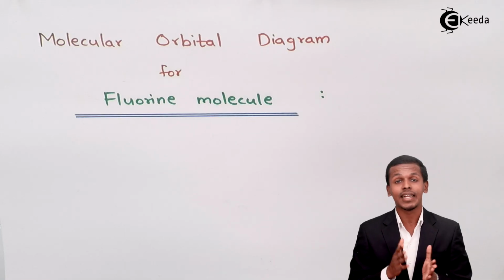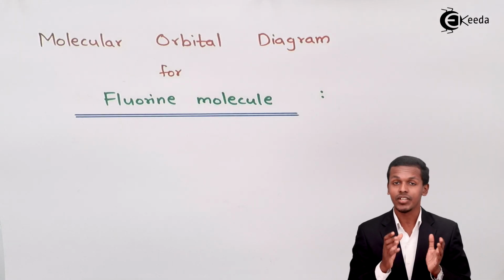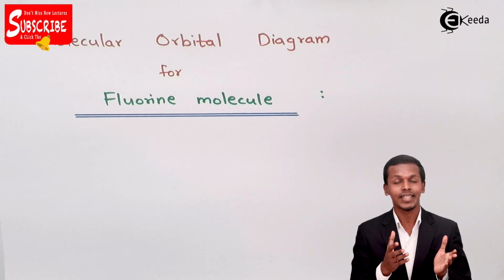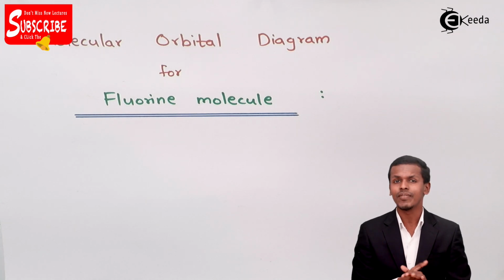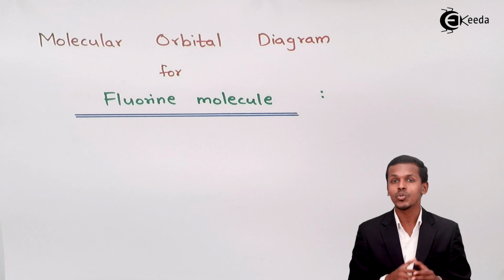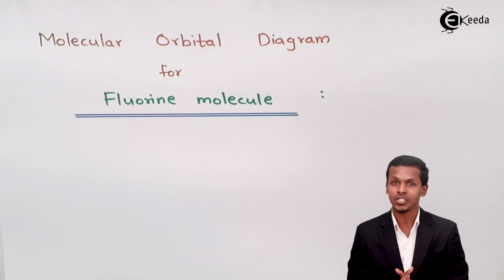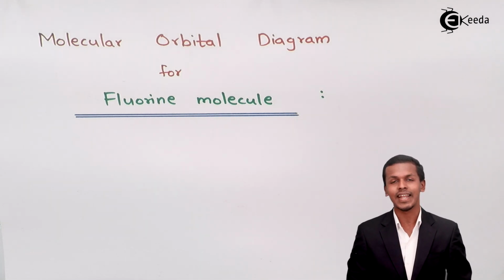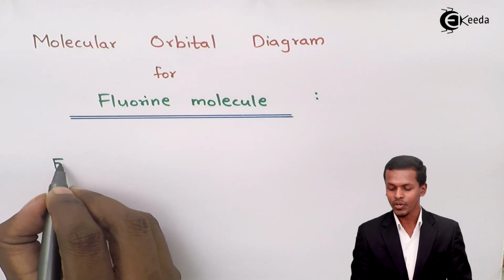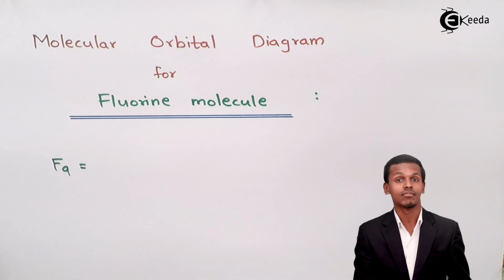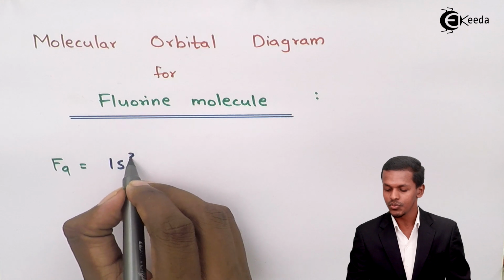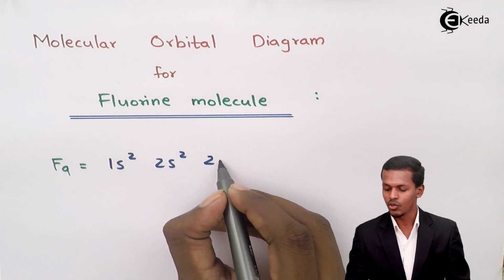Before understanding how we can represent the molecular orbital diagram, we should understand how we can represent the atomic orbital diagram for the fluorine atoms, and only then would we be able to do the molecular orbital diagram. But before moving to that, we should know the electronic configuration of the fluorine atom. So let us understand how we can write it. Fluorine, which has an atomic number of 9, has the electronic configuration 1s2, 2s2 and 2p5.